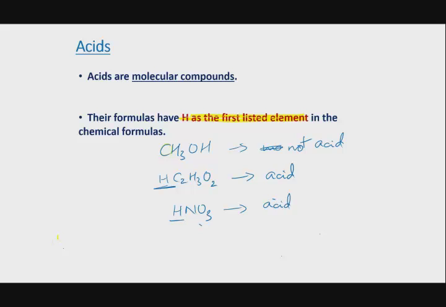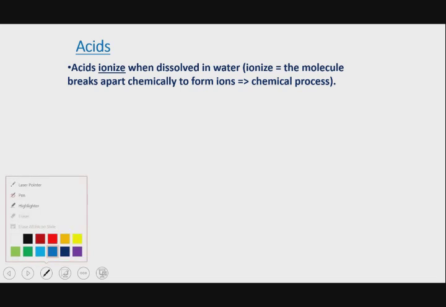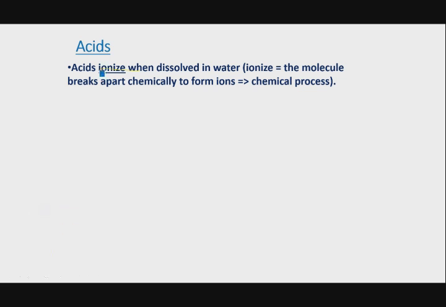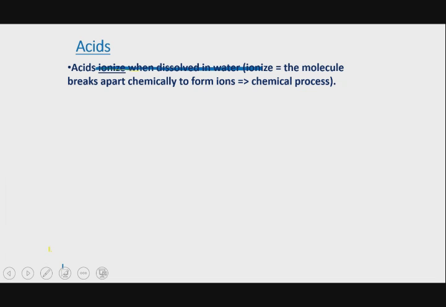Now, acids are molecular compounds. They are not ionic. They do not have ions in them, but they are very special molecular compounds because they ionize when they are dissolved in water. Whenever acids are dissolved in water, they ionize. What does that mean, ionize? Ionization is a chemical process where a molecule breaks up into ions. Now, please notice my words: a molecule breaks up to create ions.